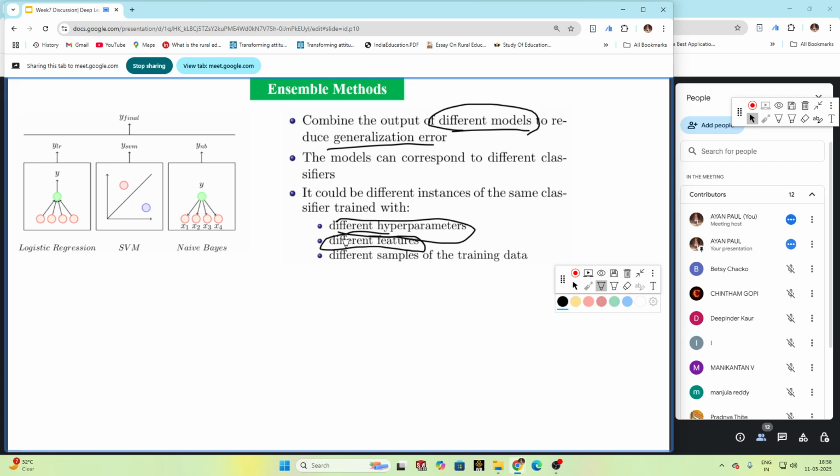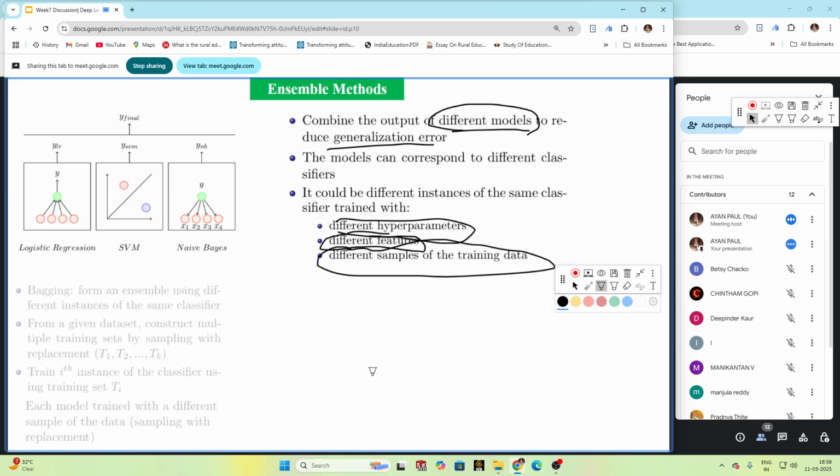Now what we will do is, for the same neural network, one model you train with a different number of features, and the other model you train with a different number of features. So that also you can do. Other thing is, you can use different samples of training data: same network, same hyperparameters, same features, but for one model you provide a different set of data, and for the next model you provide another different set of data. That also you can do. So that is how you can perform this ensemble method.